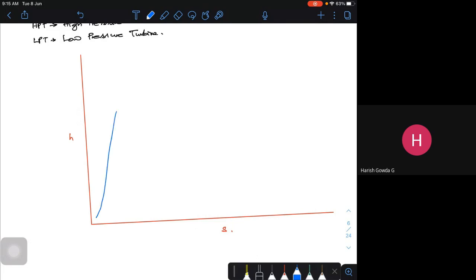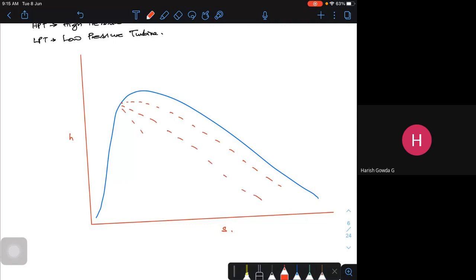Let me draw it a little bigger so that it will be easy for you to understand. This is my dry saturation line, and you will have a lot of dryness fraction lines going something like this. Let me draw two or three dryness fraction lines. These are my dryness fraction lines.